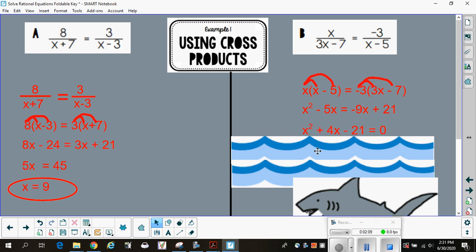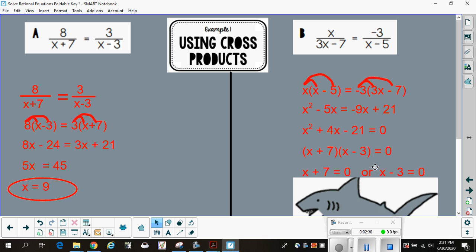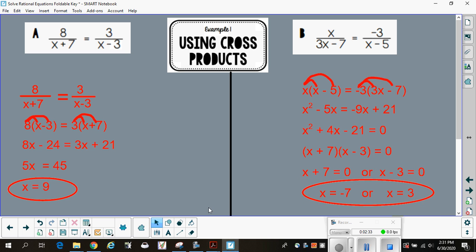I now have a quadratic instead of a linear. In order to solve this quadratic, I'm going to see if it will simply factor, and it does. Factors of negative 21 that add to positive 4 are 7 and negative 3. So x plus 7, x minus 3 are my factors. I set each factor equal to 0 using the zero product rule, and I find that x will be equal to negative 7 or x will be equal to 3. Again, I do a quick check. 3 will be okay and negative 7 will be okay, and it won't cause it to become undefined.